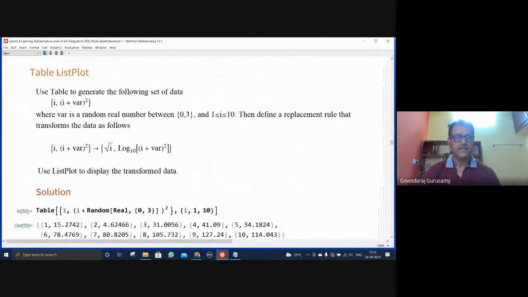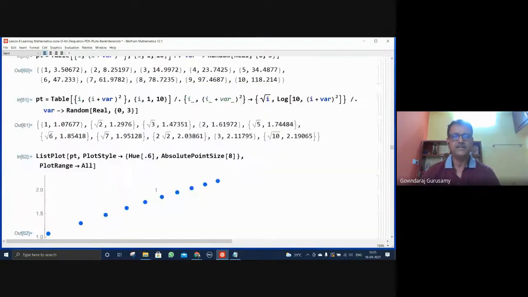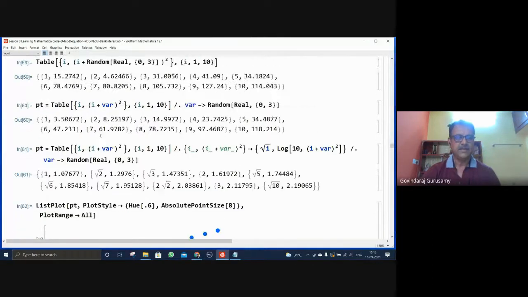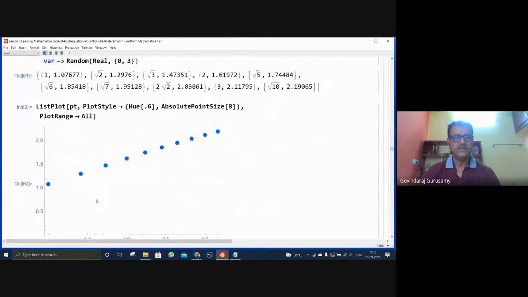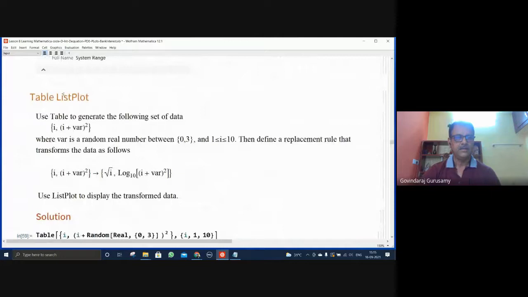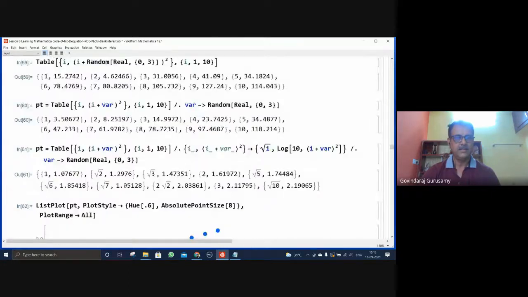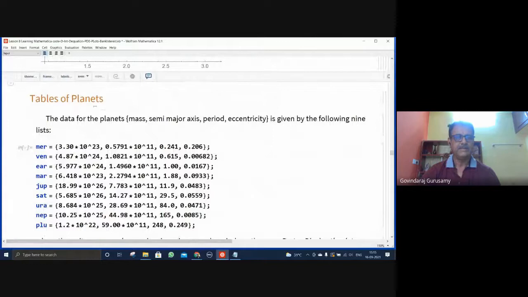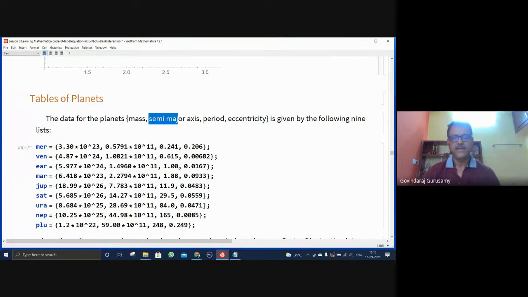So now you can see the table and list plot. Tables can be created, and also you can use the rules for varying it automatically with something else also. Then make a plot of those points, whatever they are getting. Either you can plot this, and this also can be plotted. This is the Mathematica code for a table and the list plot. The table of planets: here, the data for the planets. The mass, semi-major axis, and the third one is period.